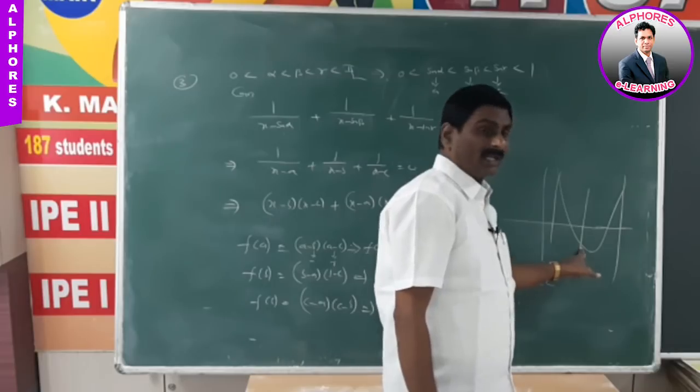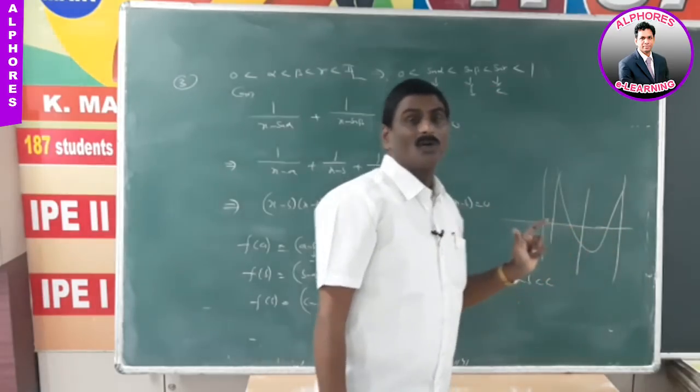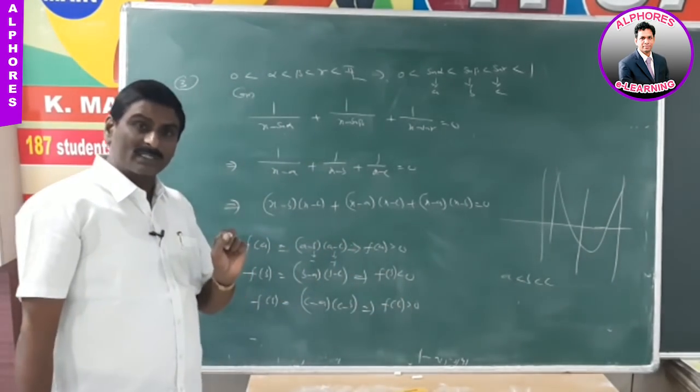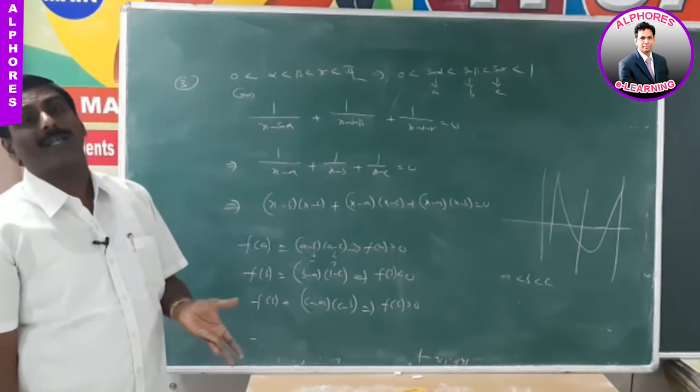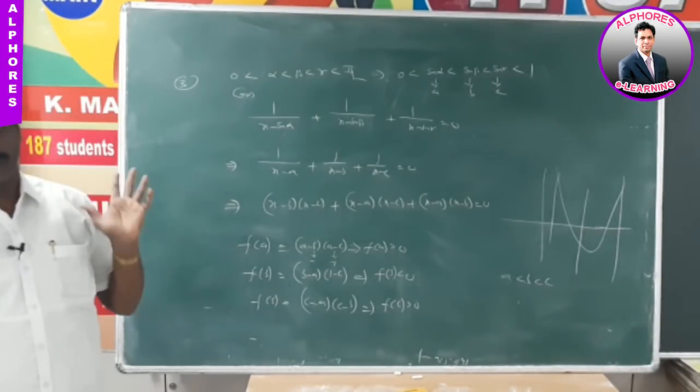f of B negative, f of C positive. That means there will be one root in between B and C. So, we get two real roots and these two are distinct. Two real and distinct roots. This equation has two real and distinct roots. Okay.